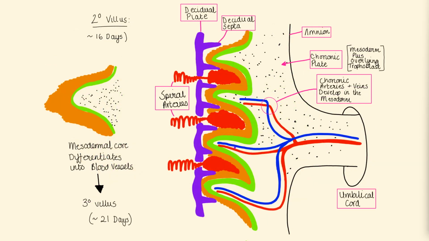What we can see on here is how we transition from the secondary villi into the tertiary villi, with its chorionic vessels. We haven't discussed this up to this point, but what we can see on this drawing on the right is a plate called the decidual plate of the uterine lining. In normal circumstances, this is the depth at which the syncytial trophoblast should penetrate to.